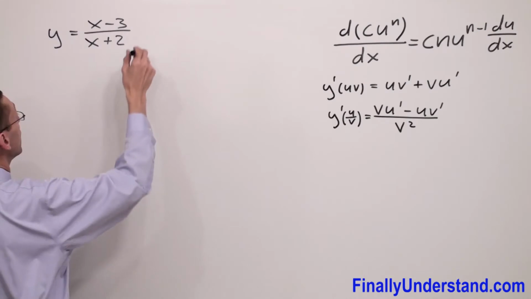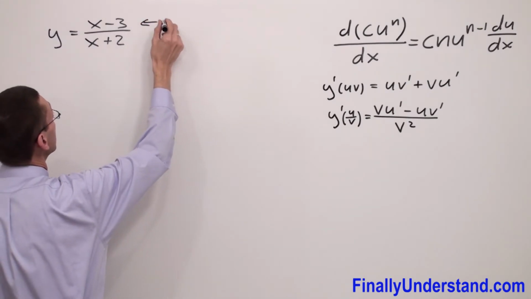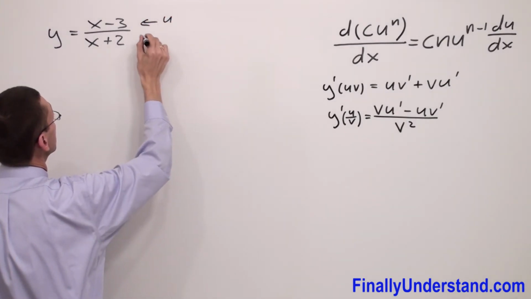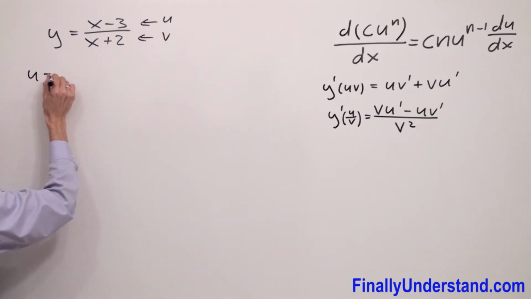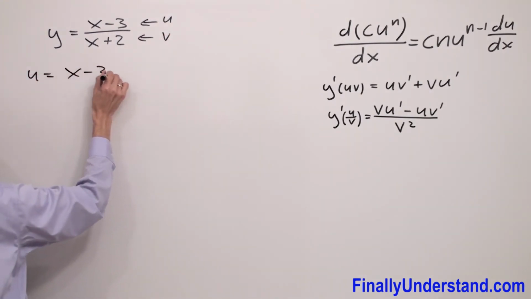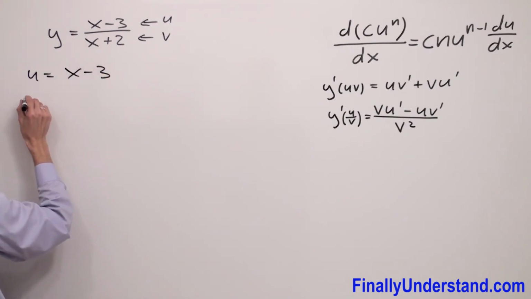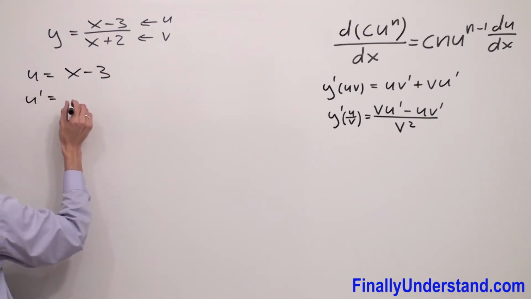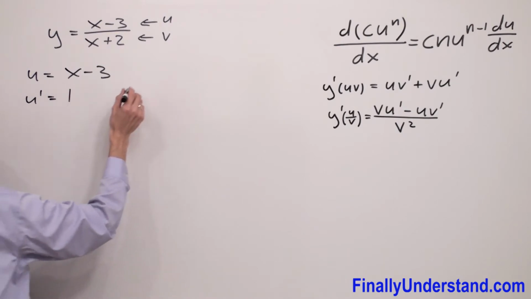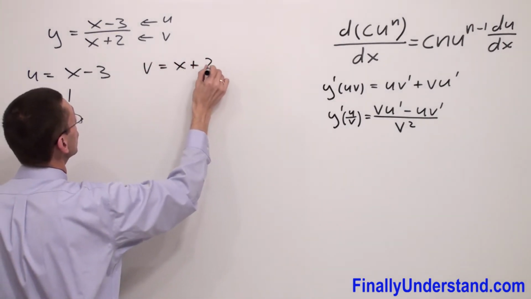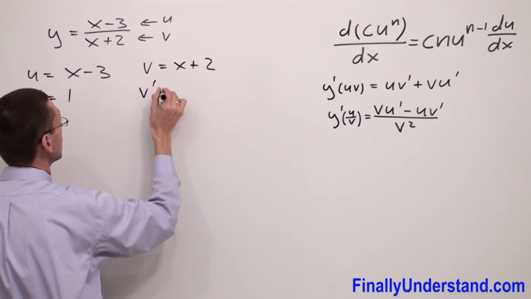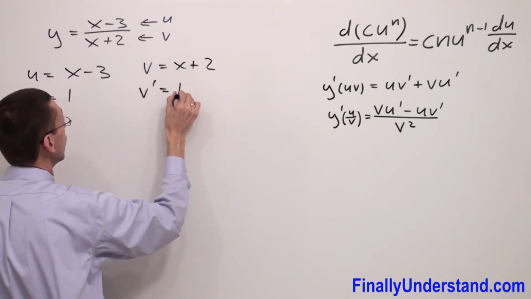Let's take a look at this example. As we said earlier, the numerator is my u. The denominator is v. So I have u is equal to x minus 3. The derivative of u is equal to 1. v is equal to x plus 2. The derivative of v is equal to 1.